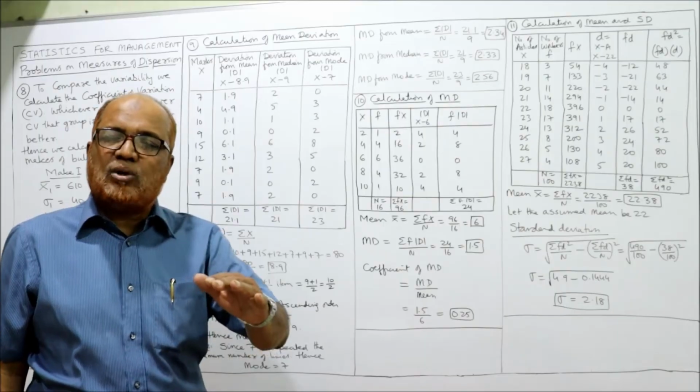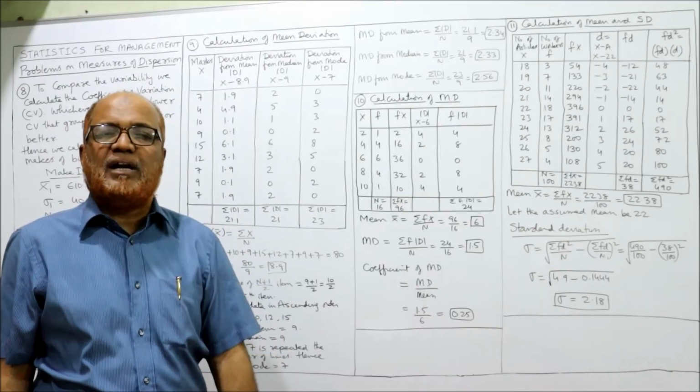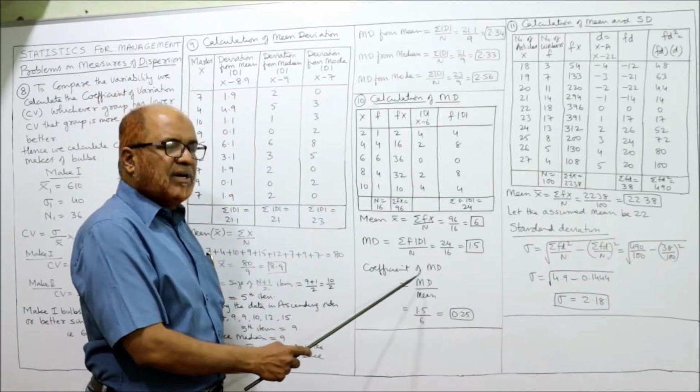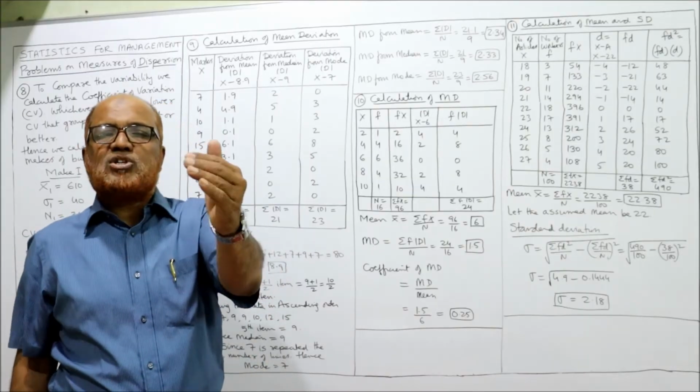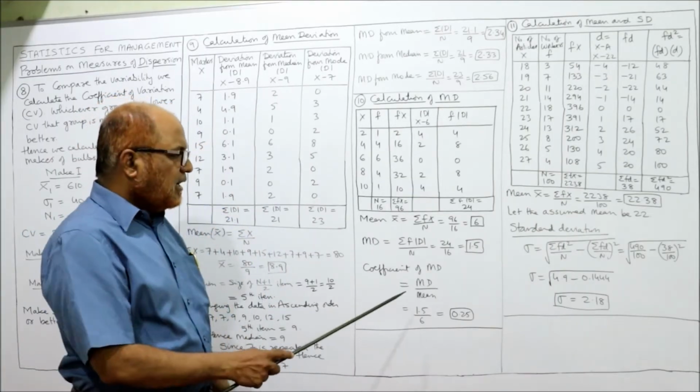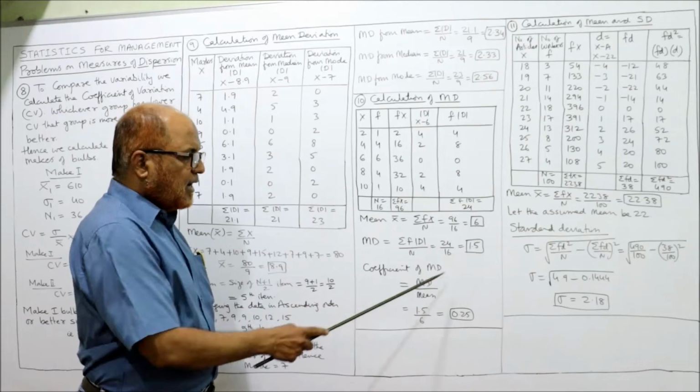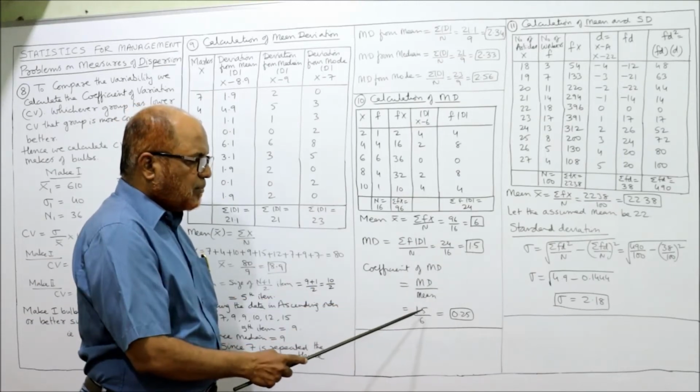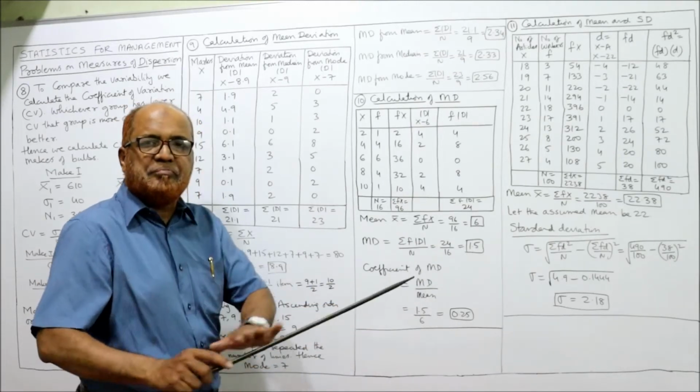Now it is also asking you to calculate the coefficient of mean deviation. So coefficient of mean deviation is equal to mean deviation by mean. Mean deviation is 1.5 and mean value is 6. 1.5 by 6, 0.25. That's all.